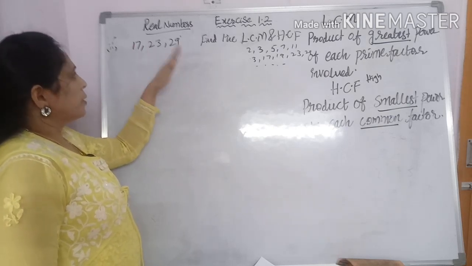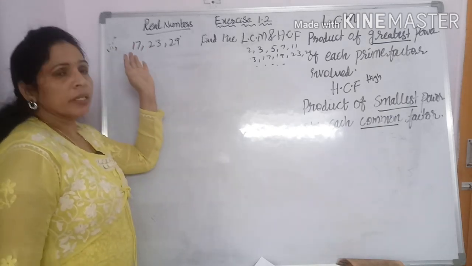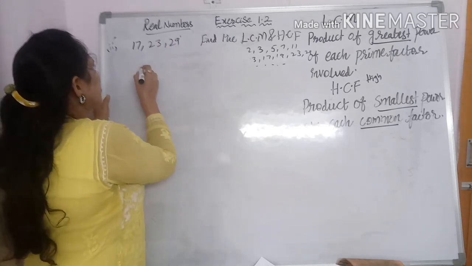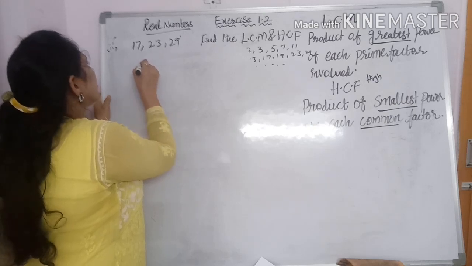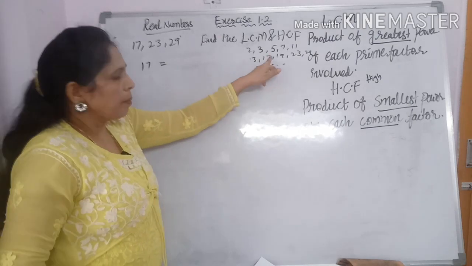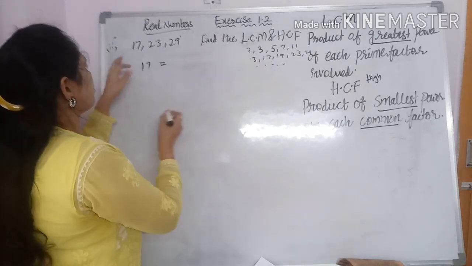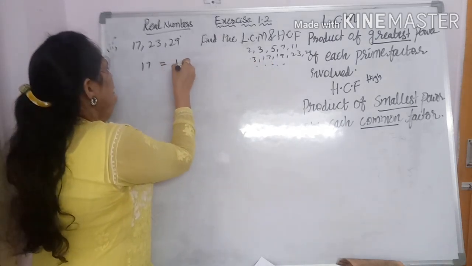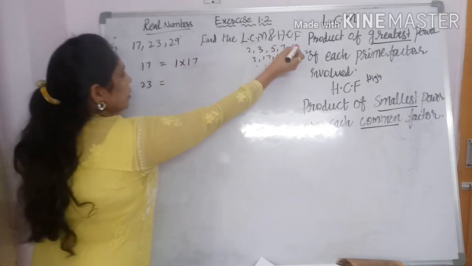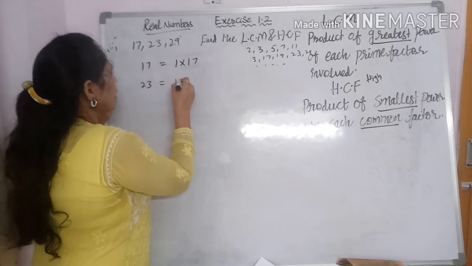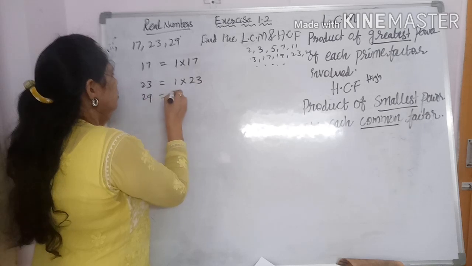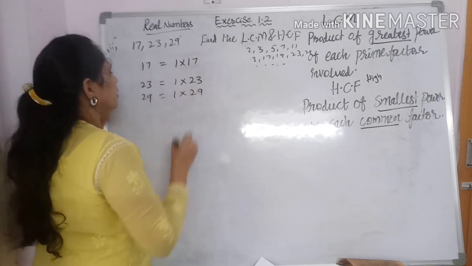Find the LCM and HCF of 17, 23 and 29. 17, how can we write? 17 is a prime number, as we have known. How can we express it? 1 into 17. Next, 23 also is a prime number, so it can be expressed as 1 into 23. 29 also 1 into 29.